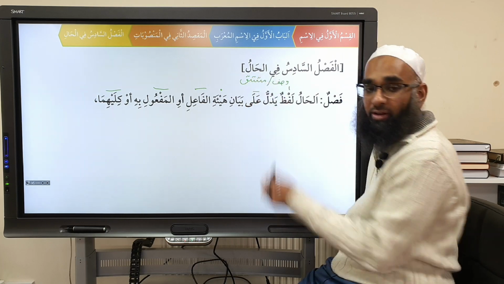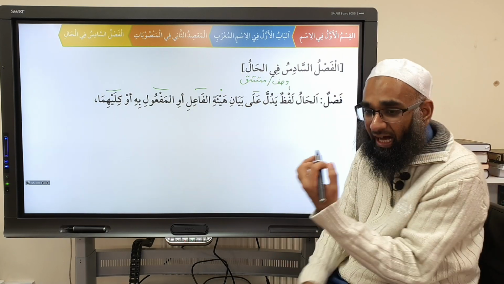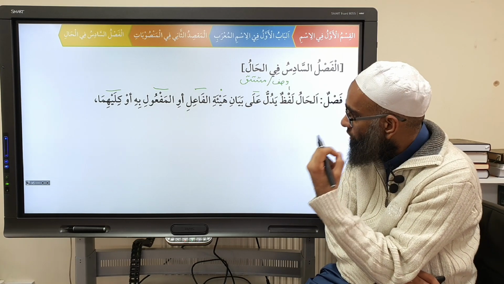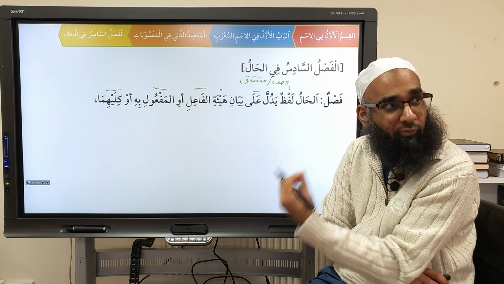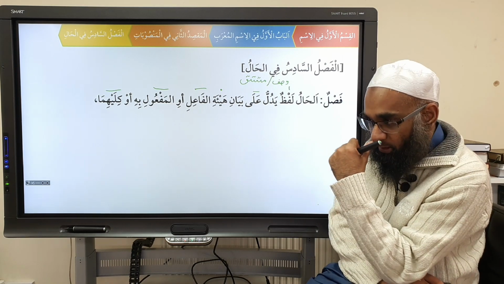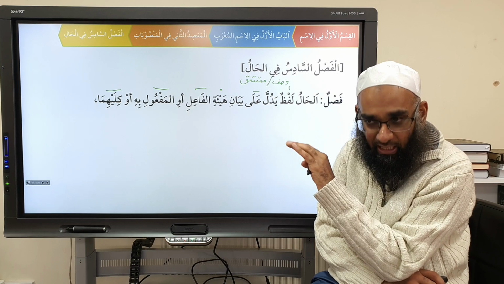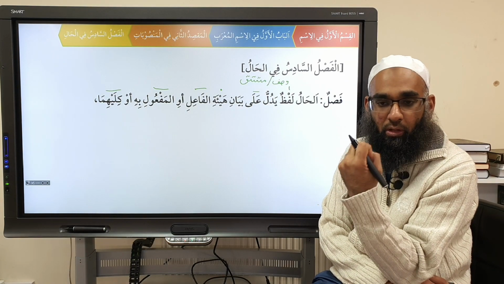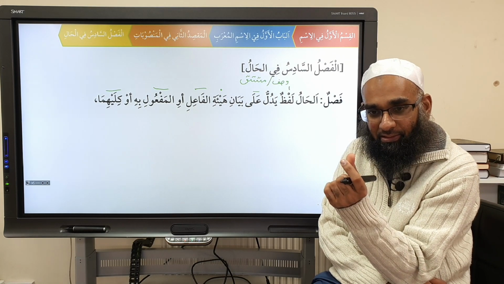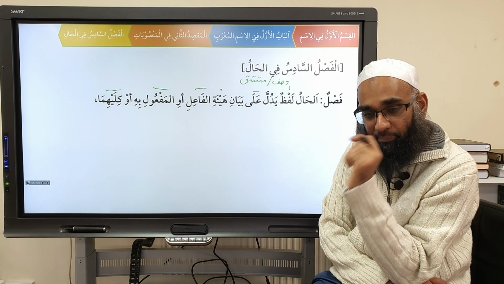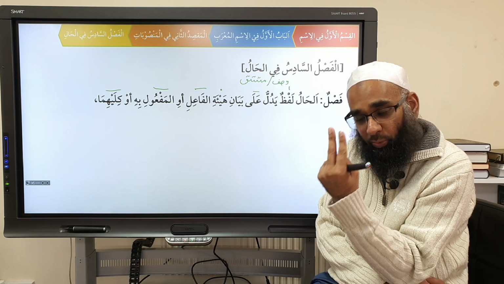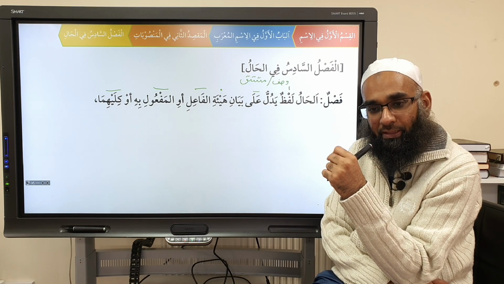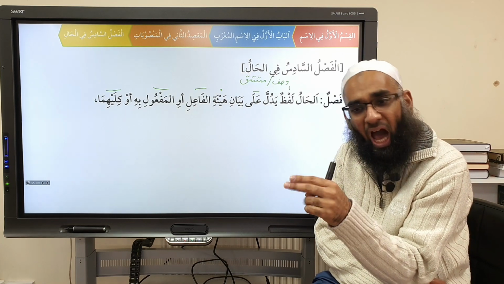So originally, primarily, the original rule is the hal is a word which shows the state of the fa'il or the maf'ul bihi or them both. As a note here, forget Arabic grammar. If you look at it from a meaning perspective, just a meaning perspective, the hal and the naat are the same thing. They both describe. The only difference is that the hal is temporary. The hal doesn't remain after the action.